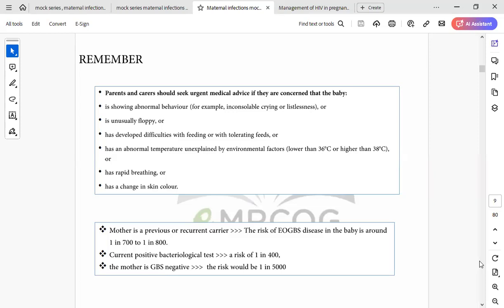A mother with a previous carriage state, the risk of the baby is going to be 1 in 700 or 1 in 800. If she's having a current positive test, the risk is 1 in 400. If the mother is negative, the risk would be 1 in 5,000.